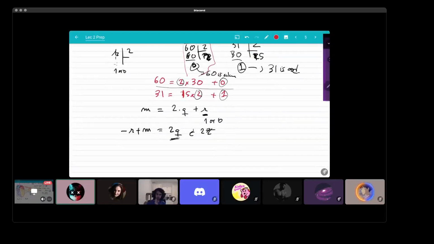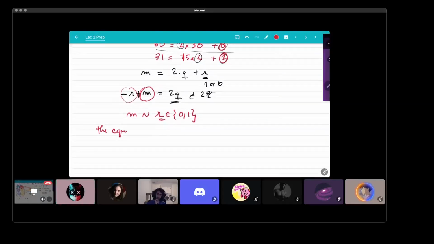So the thing to take away from this is that any element, so any m, is equivalent to the remainder which you get from the division by 2. And this remainder varies from 0 or 1. And r is either 0 or 1.